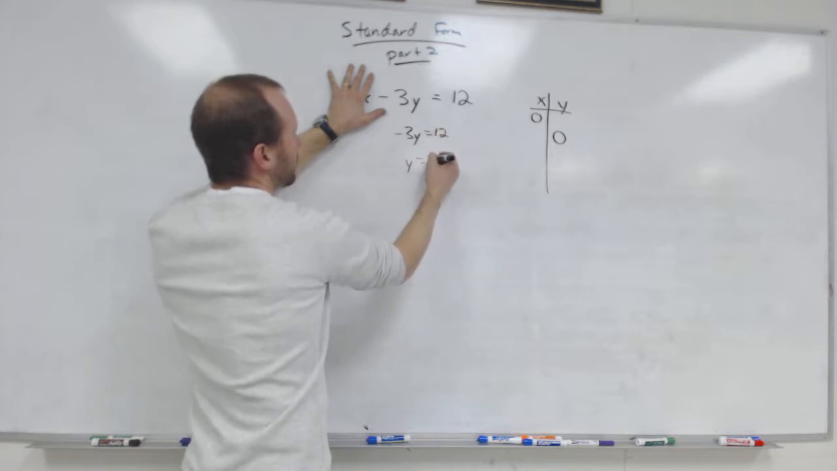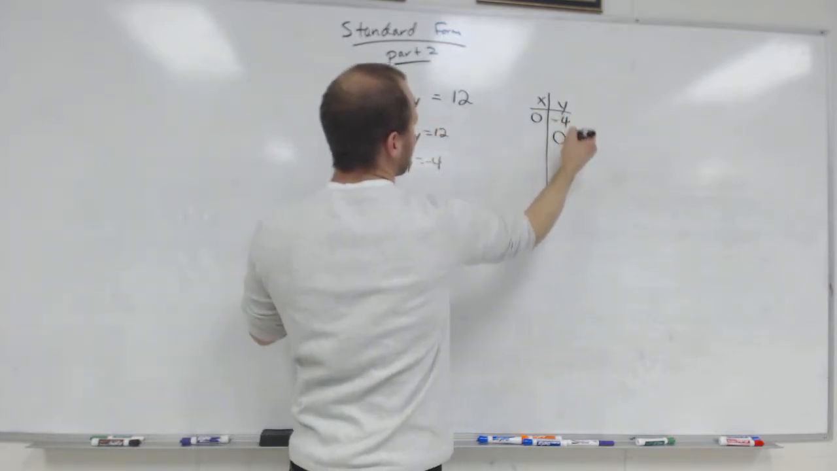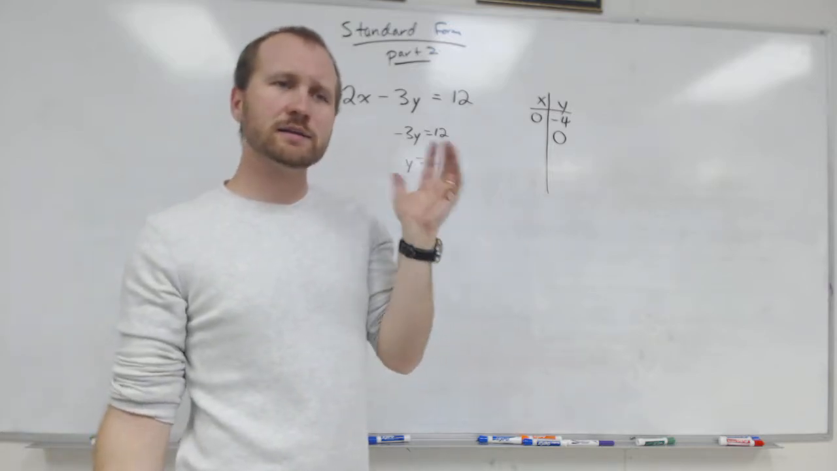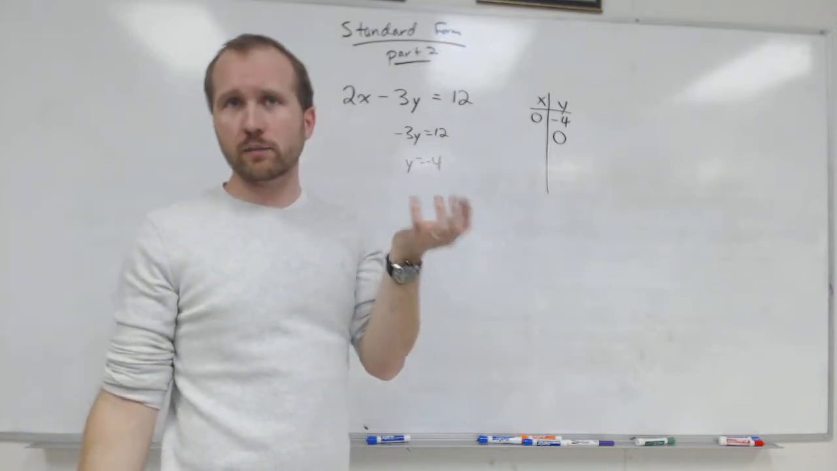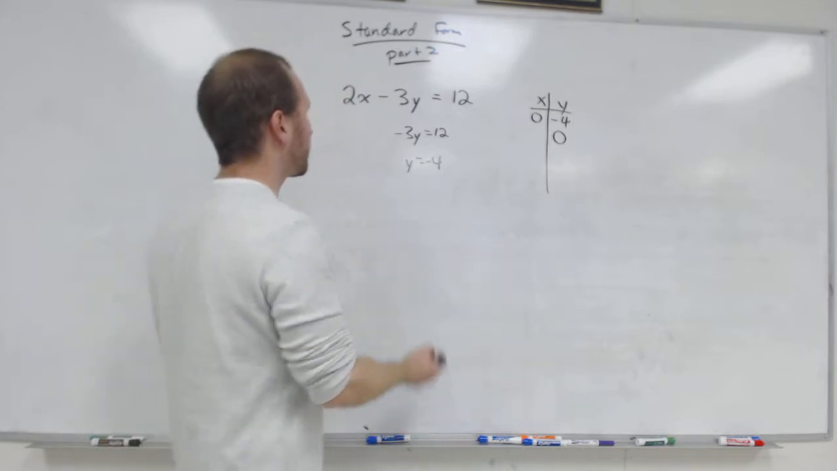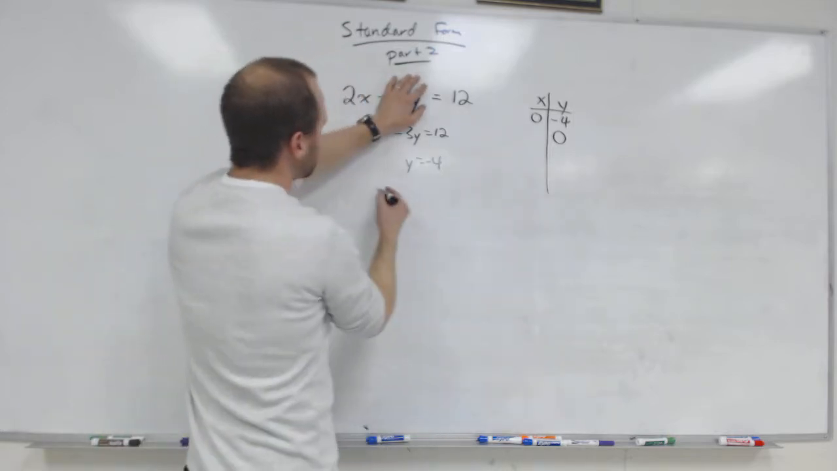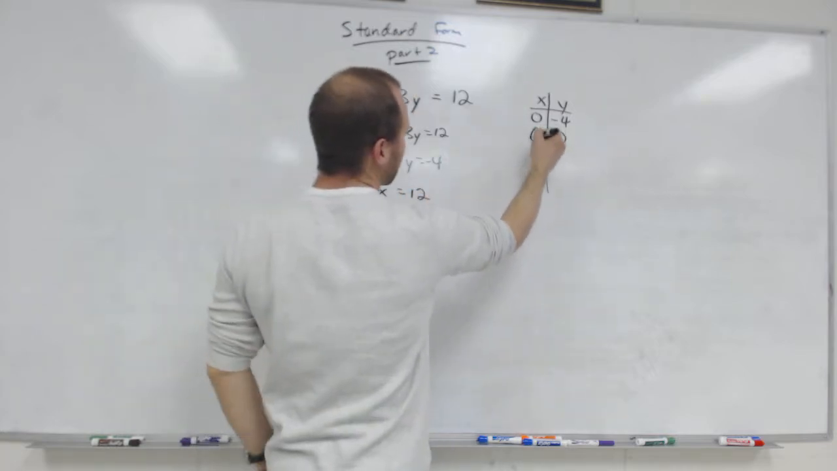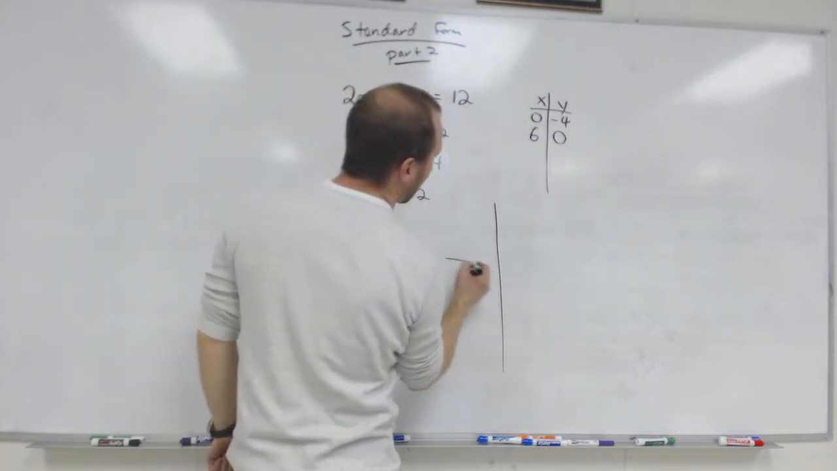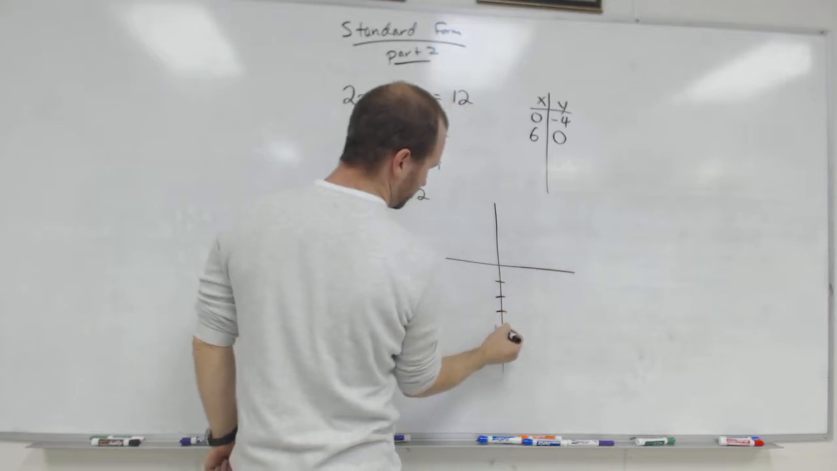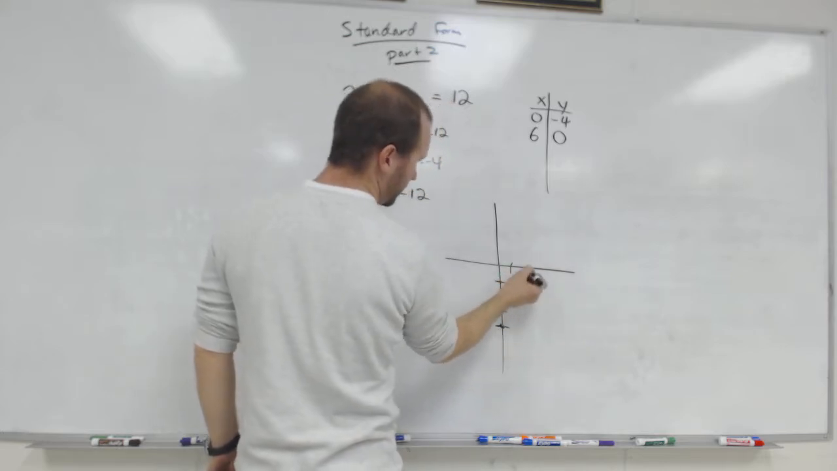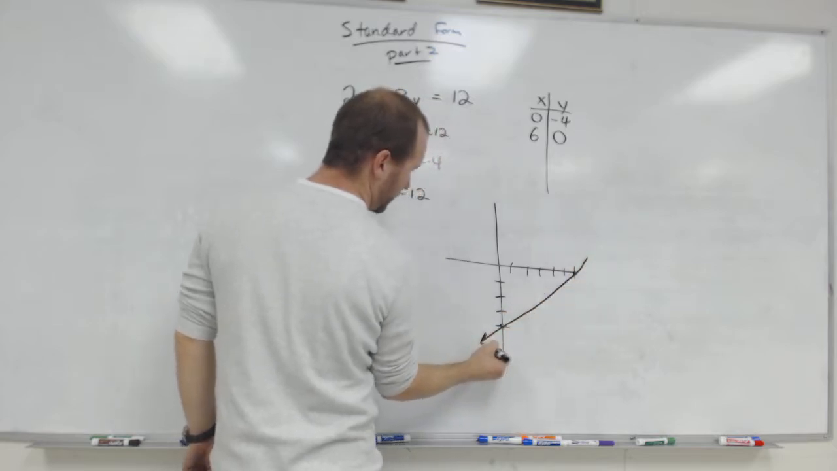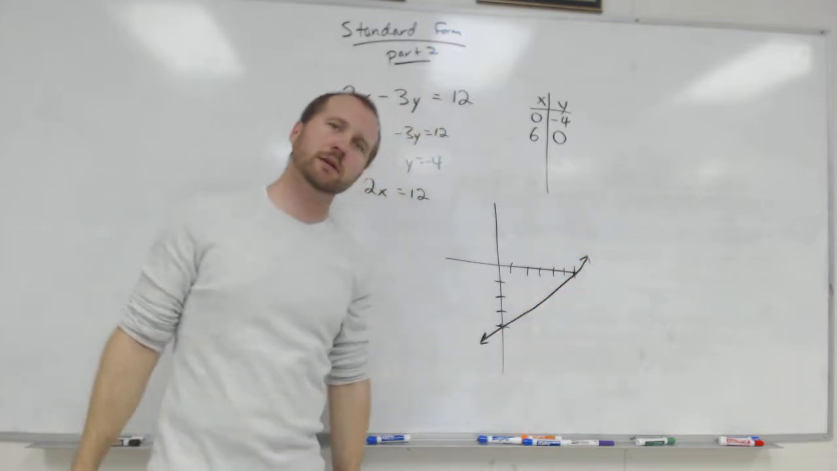So y would be negative 4. Perfect. That worked out as an integer, right? An integer is a whole number that's either positive or negative. And then if we make y 0, we just covered up the y. So x would have been 6. And we were able to graph those pretty quickly by connecting the x and y intercept.